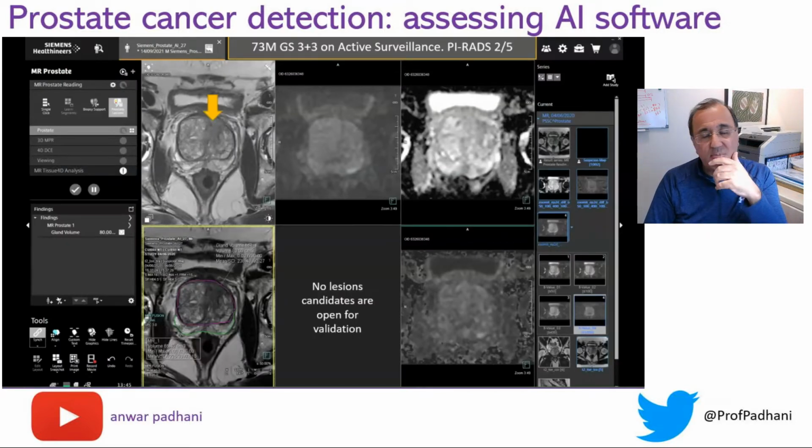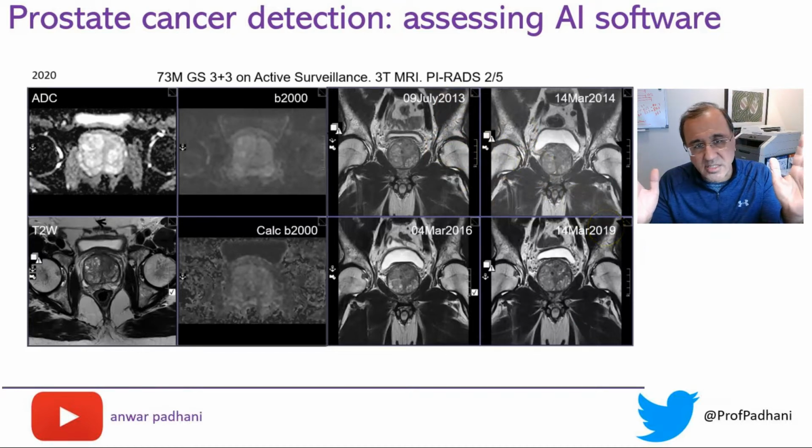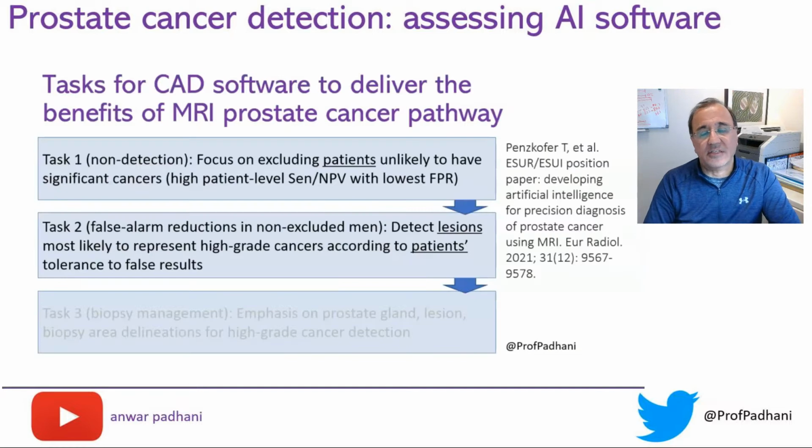And here is an example of an AI saying, don't worry about this patient. So you can see the yellow arrow shows you a soft tissue abnormality. The AI is saying, forget this. It's nothing to worry about. Okay, so it's saying, forget it. And in fact, if you follow this man for the next 5 years, you can see this area of TZ fibrosis just stays the same. So the AI was correct, and over 5 years, it was proven to be correct.